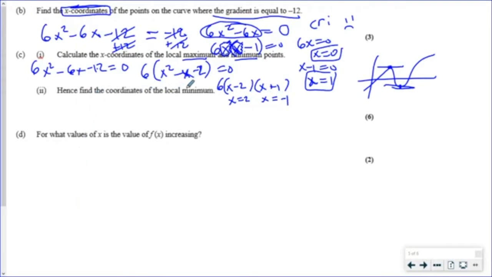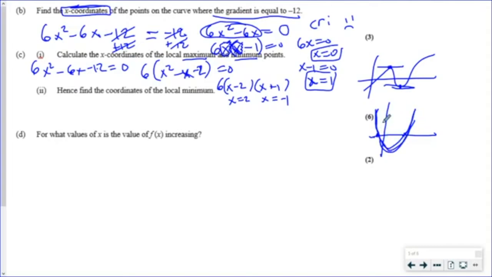Hence, find the coordinates of the local minimum. So right here, I have two answers. One of them is minimum, one of them is maximum. So you could just graph this. You have two options. If you actually graph the derivative, it's going to look like this. You'll see, was it negative 1 and 2? So negative 1 is here, 2 is here. You have a parabola like this. Something like that. There you go.